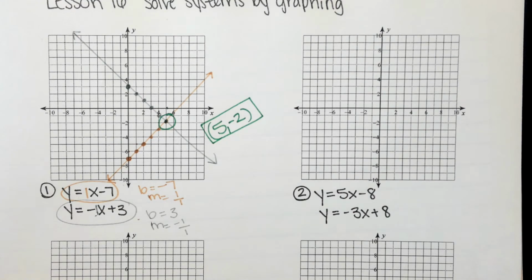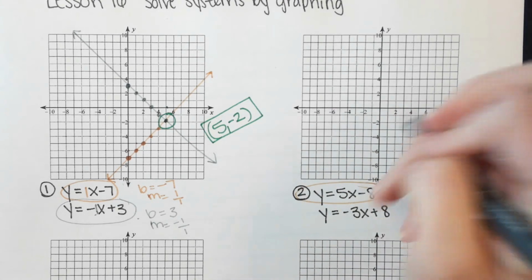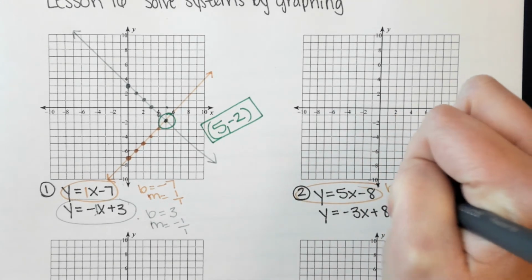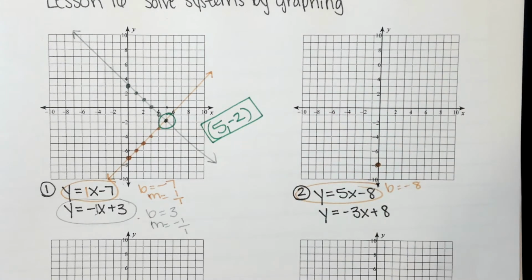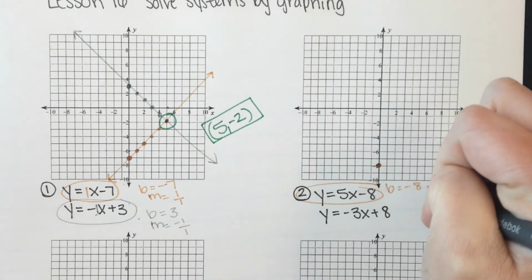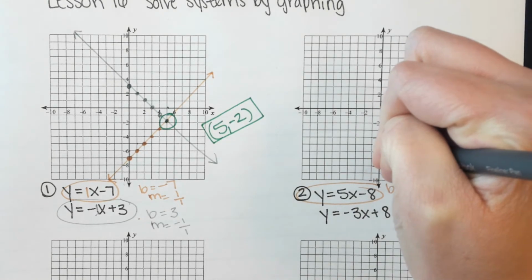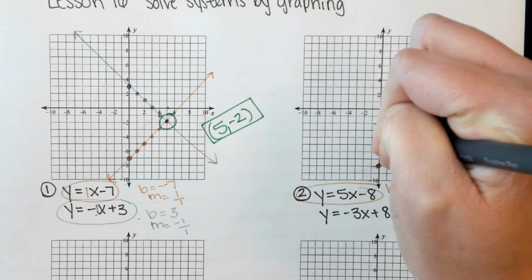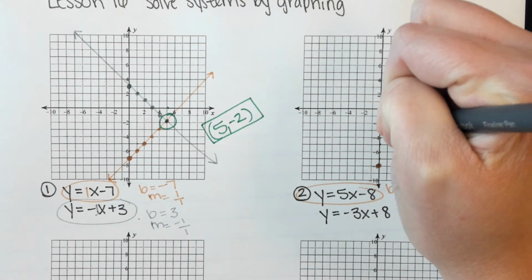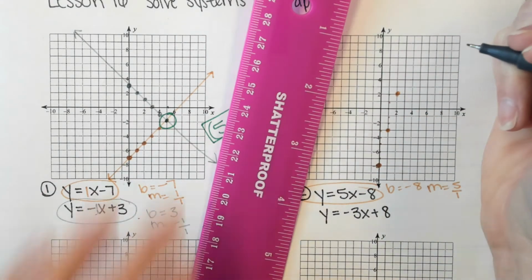Now we're going to do the exact same thing for number 2. My B is -8, so I'm going to go to -8 on the y-axis. My slope is 5 over 1, so I'm going to go up 5 and over 1. And I'll do it again, just to make sure my line's straight.